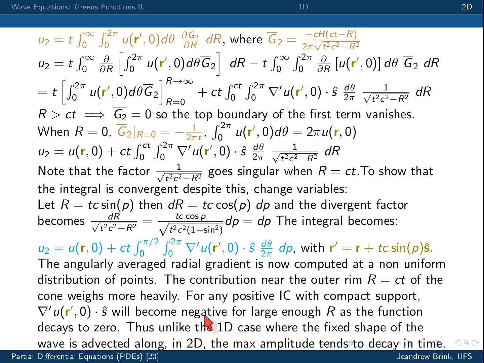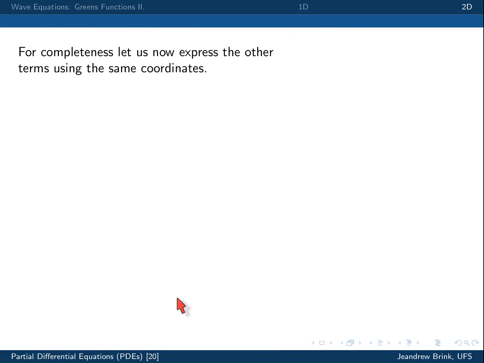Okay, so this is just one of the properties. But the other thing to notice is that it's very easy to see from the solution at time t equals 0 that you just have that u2 is your initial condition as well. Okay, so let's now, for completeness, and this is the last slide, work out the expression for the other two terms in the same coordinates because it just makes it easier to evaluate.